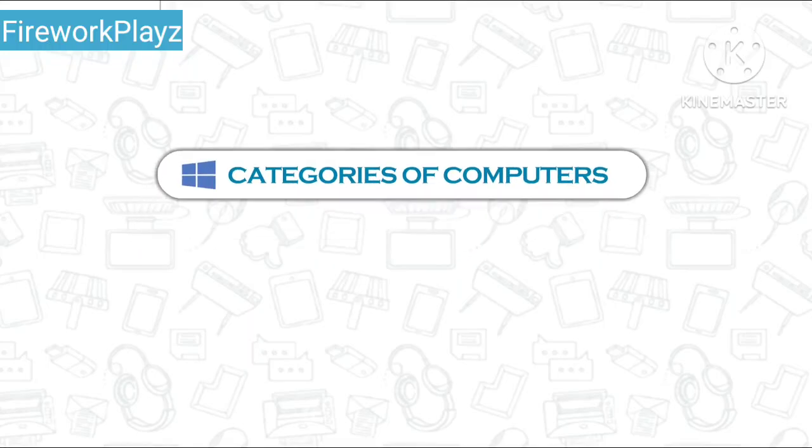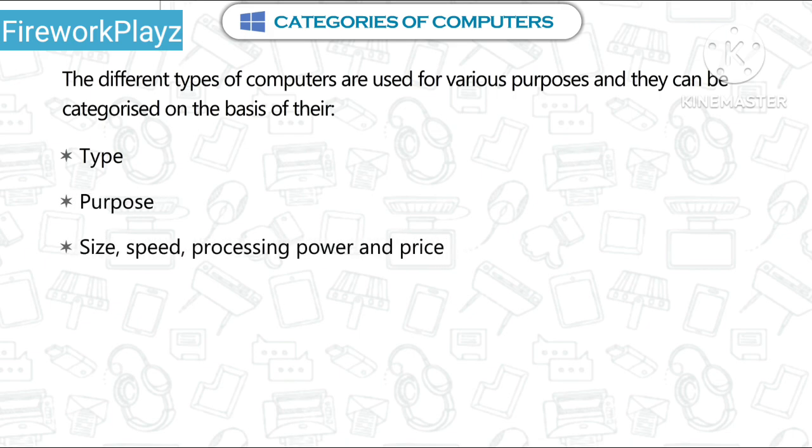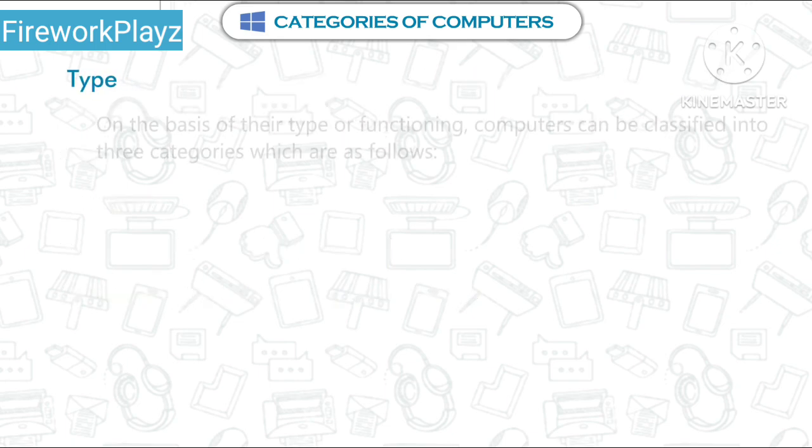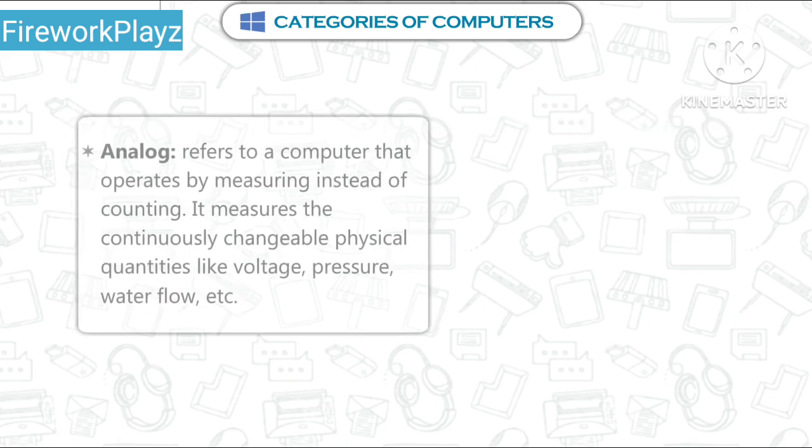Categories of computers. The different types of computers are used for various purposes, and they can be categorized on the basis of their type, purpose, size, speed, processing power, and price. Let us learn about these categories in detail. Type. On the basis of their type of functioning, computers can be classified into three categories, which are as follows.